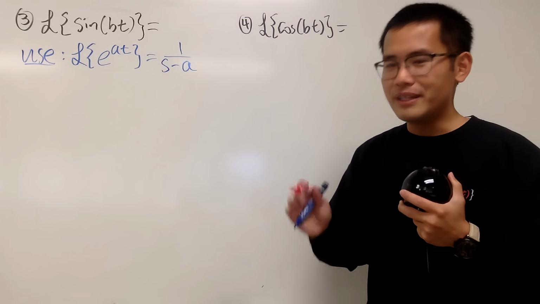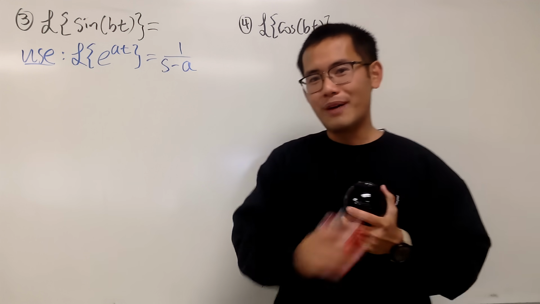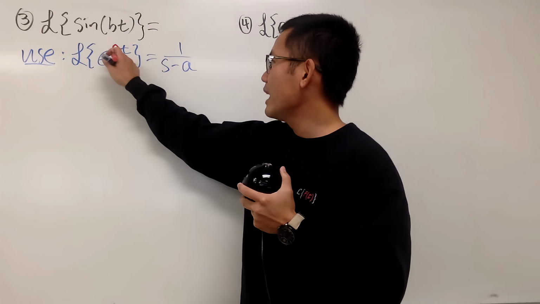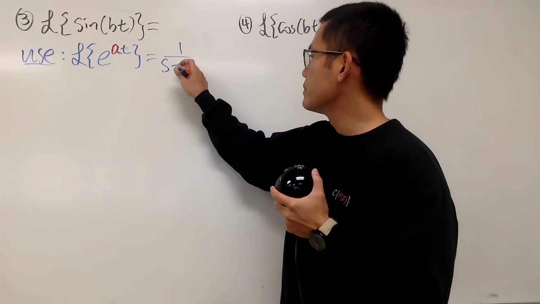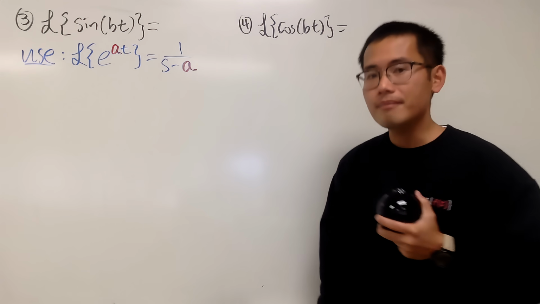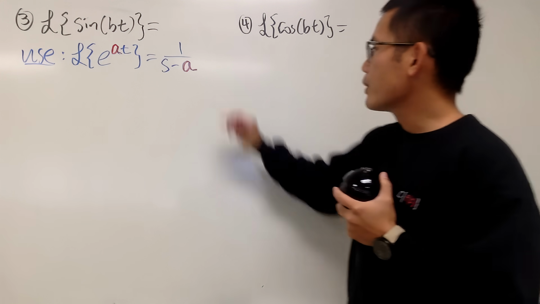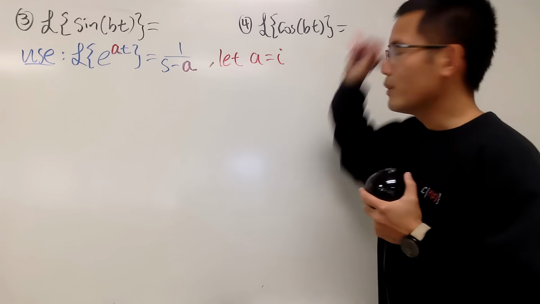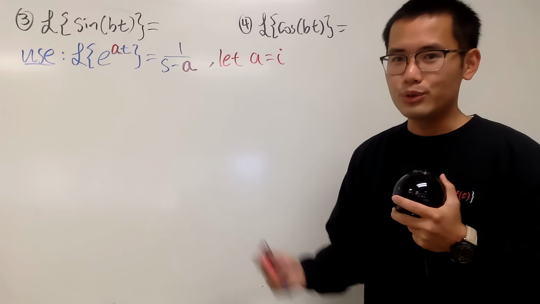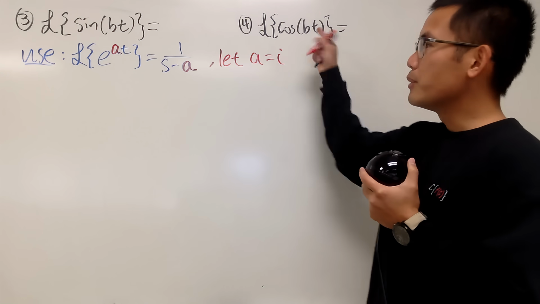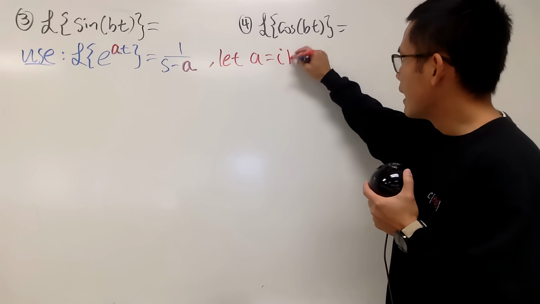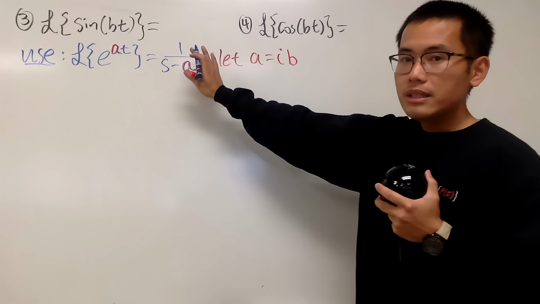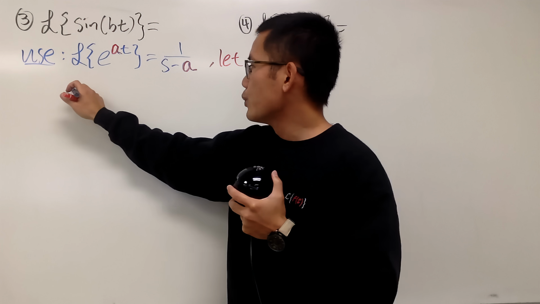We are going to live dangerously sometimes, meaning that we will have to go to a complex world sometimes. So have a look at the a right here. What we are going to do is let a equal to, well, we have to have the complex number, so we have to introduce the i. And over there, I'm using the b, so I will just have ib like this.